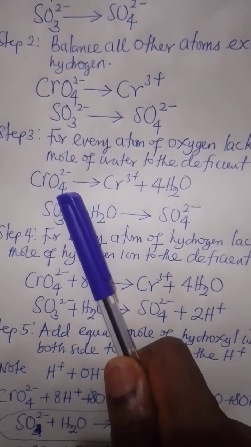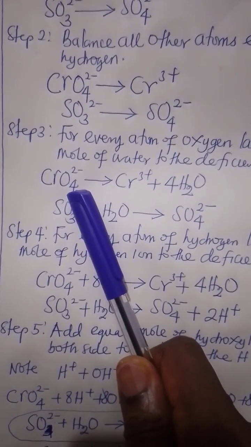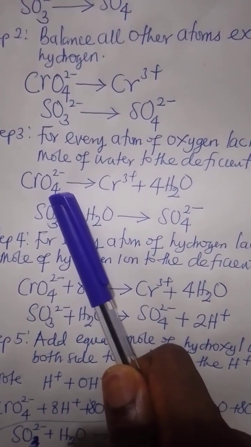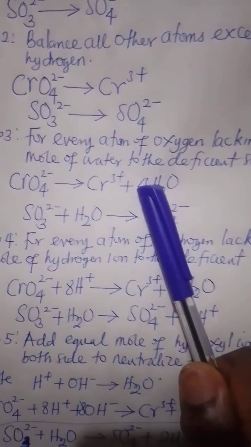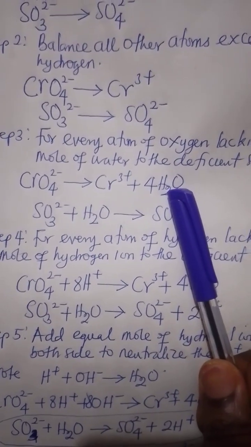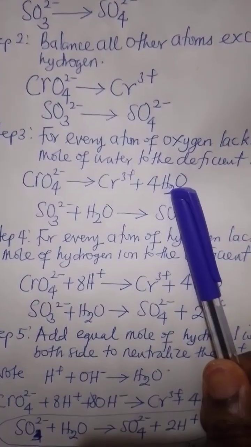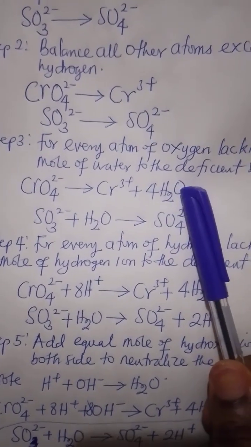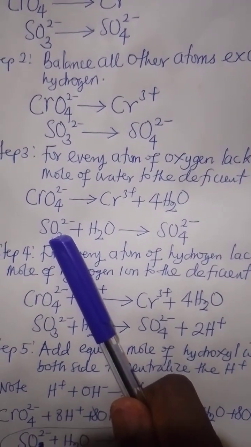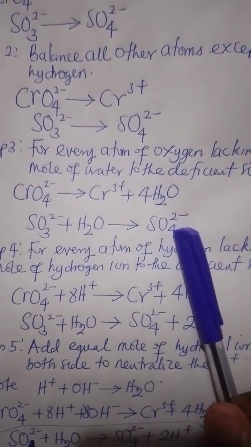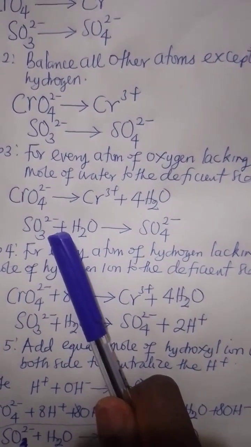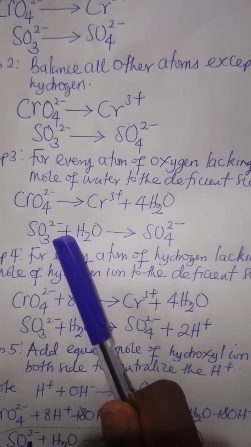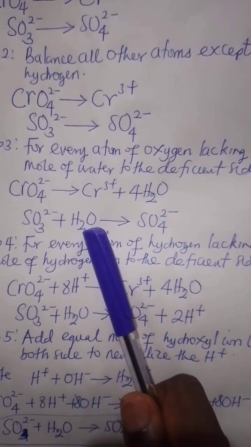So here we have 4 atoms of oxygen, and that will inspire us to write 4 moles of water to this other side. We add it because it is deficient of oxygen. Here we have 3 atoms of oxygen, and here we have 4 atoms. So this side is deficient of 1 atom of oxygen, so we'll add 1 mole of water.